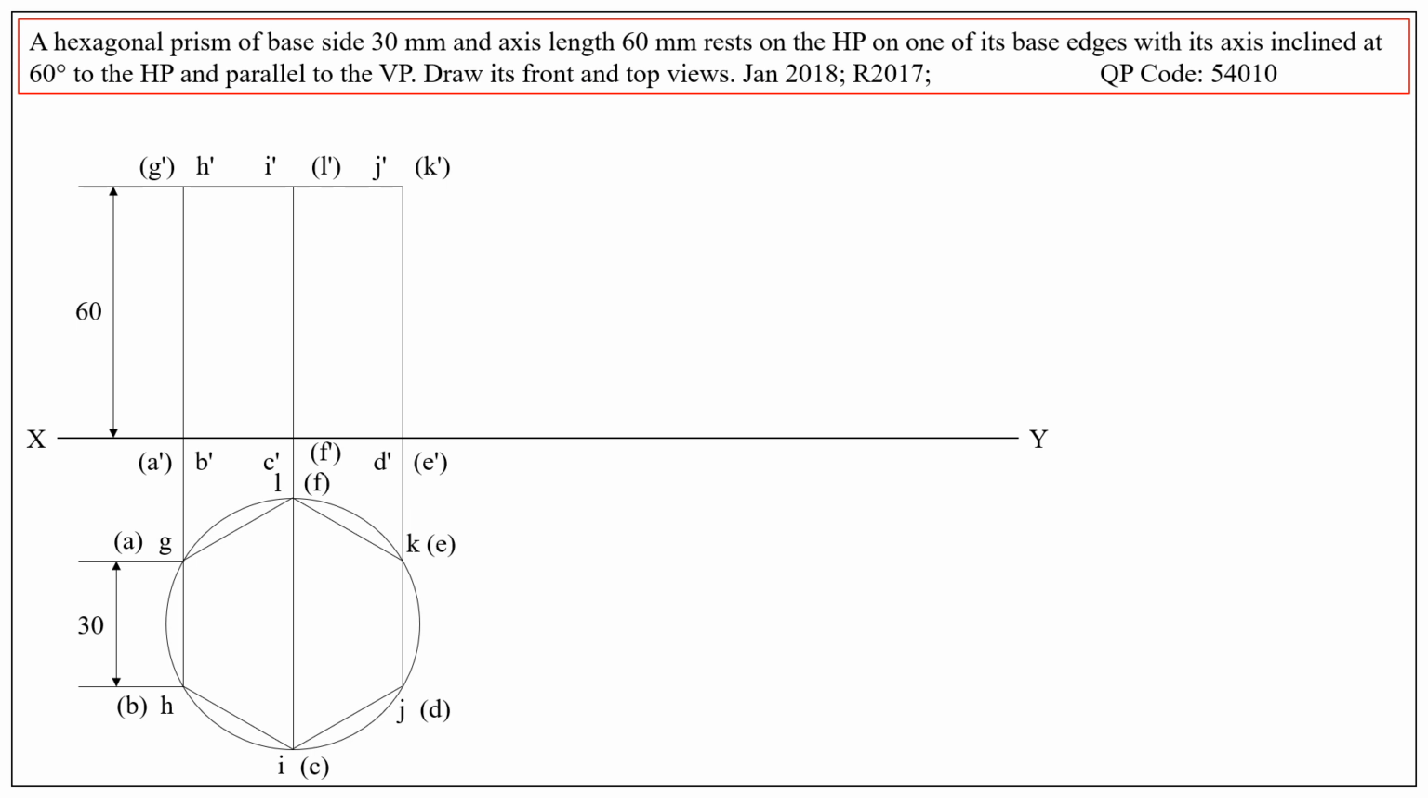But in this position, the axis of the solid is perpendicular to the horizontal plane and parallel to the vertical plane. The actual position given in the problem, however, is that the axis is parallel to the vertical plane and inclined at 60 degrees to the horizontal plane. Therefore, this is not the required front view.